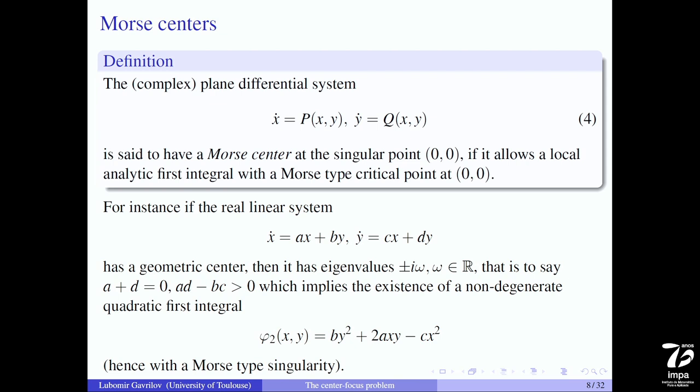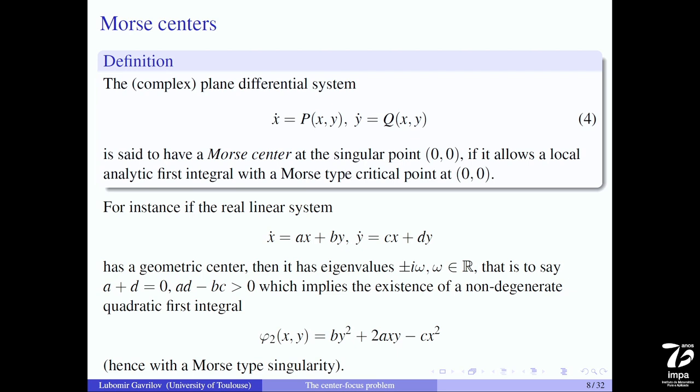Okay, we arrive at the central point of this talk. You see that there are some differences between geometric centers, defined initially by Poincaré, and analytic centers, those which have an analytic first integral. So we define the following. This terminology, I don't know, probably it goes back to papers of Alcides Lins Neto. Morse center, it is quite natural to call it a Morse center. So we shall say that some foliation like this has a center if it has a first integral, and moreover this first integral is analytic, and moreover it has a non-degenerate quadratic part.